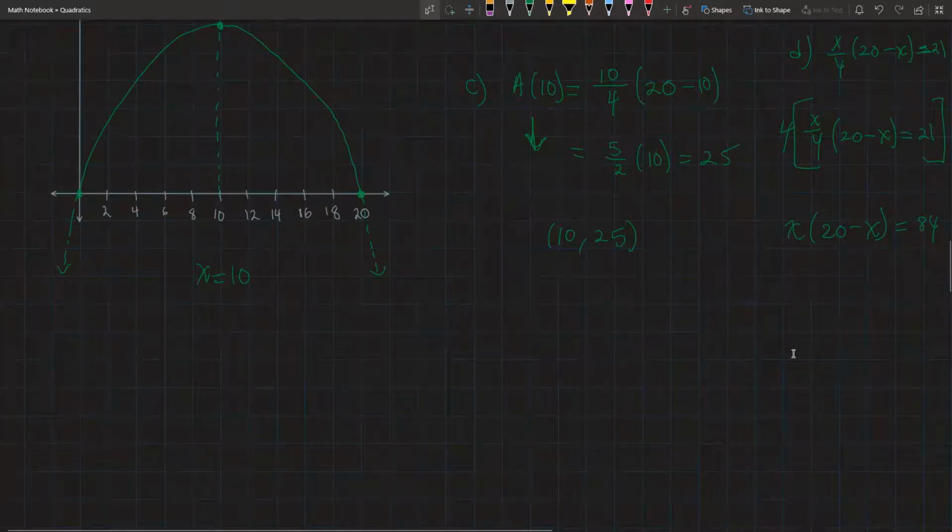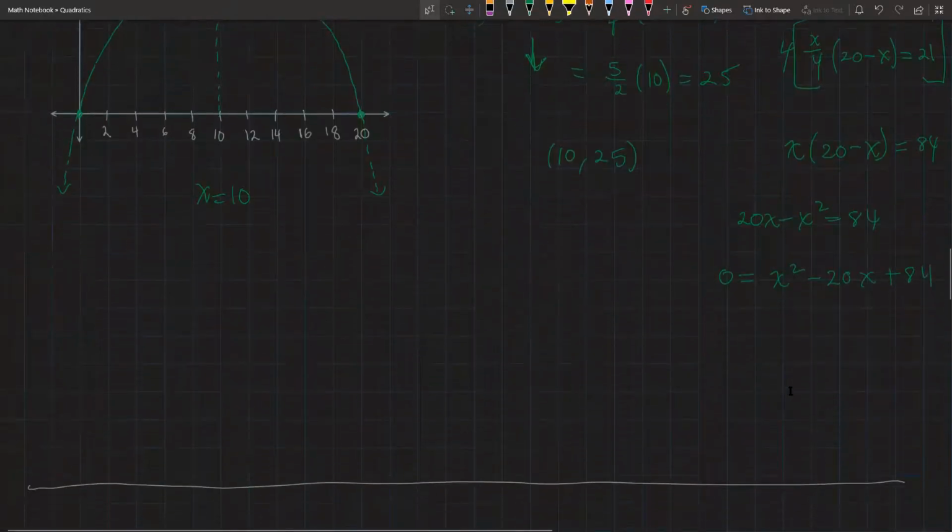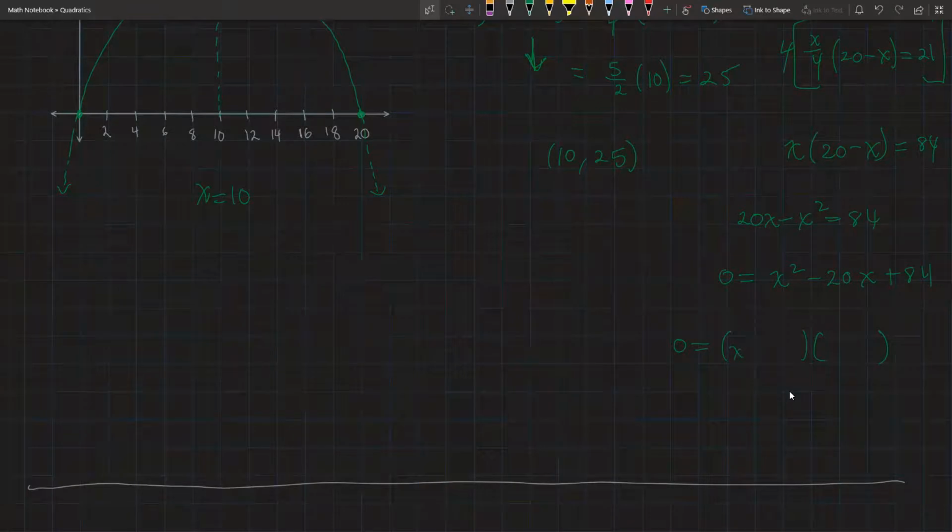If that was confusing, I'm sorry, but you figure it out then. Take your own time to get 20x minus x squared equals 84. And then hopefully your factoring skills are strong: 0 equals x squared minus 20x plus 84. This one's a little bit difficult to factor, but it is factorable. So take your time. Rewind if you need to.